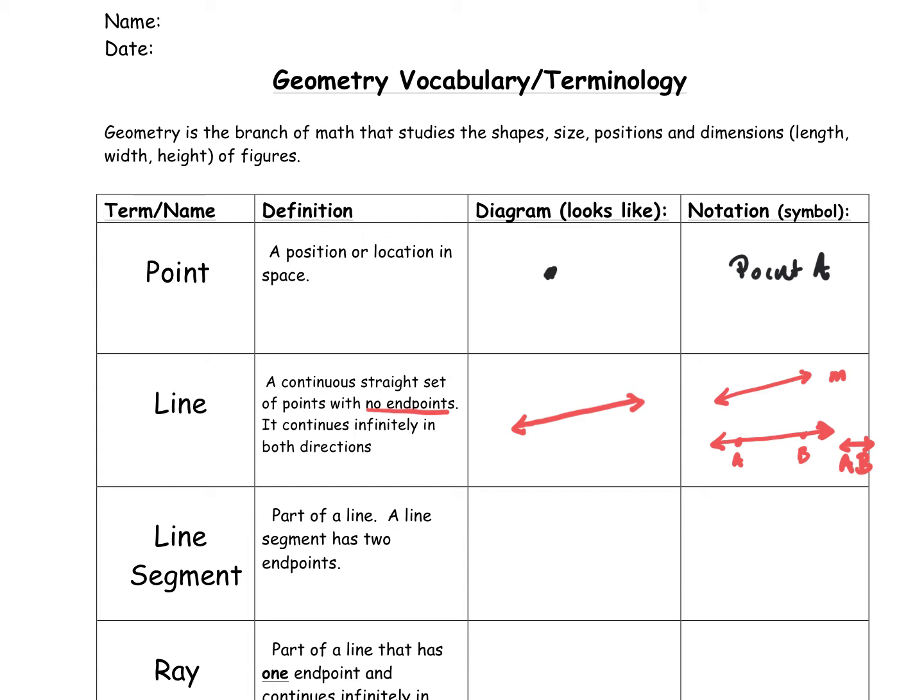Which brings us to a line segment, which is part of a line. A line segment has 2 endpoints. So, for instance, I could write a line that does have endpoints, and if I called this A and this B, it's different from the line I just made because it does not continue. So we would notate it like this. We put AB again, but this time it would just be a segment. That's the difference between the line and the line segment. Or we could call it BA because, again, order doesn't matter.